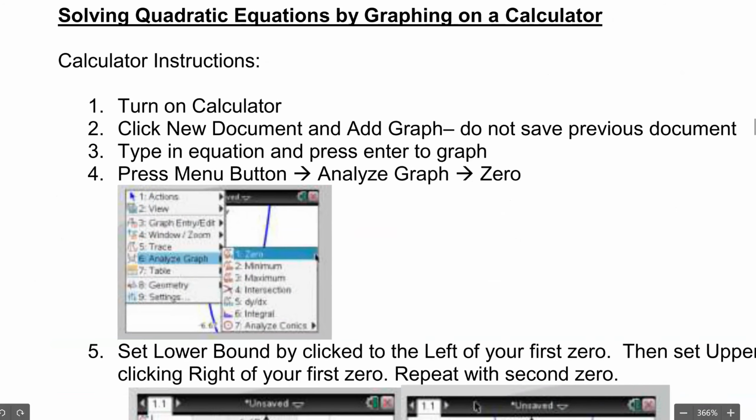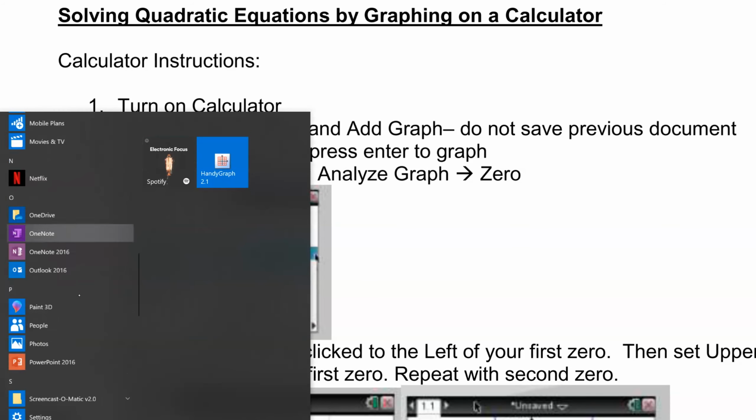Okay, how do you actually solve a quadratic equation by graphing on a calculator? Let's try this out.